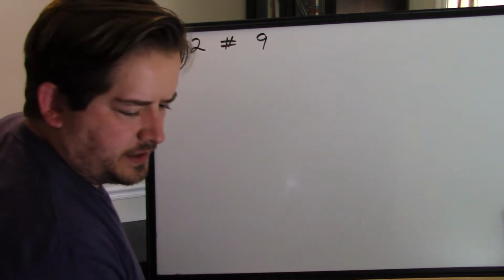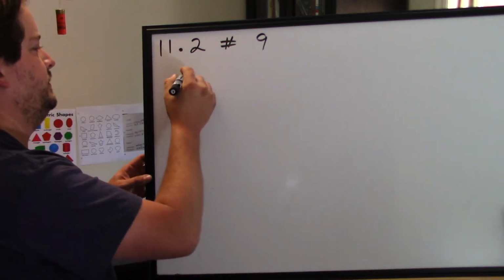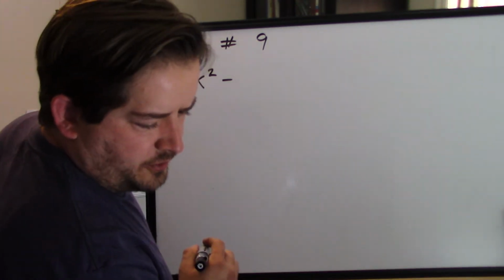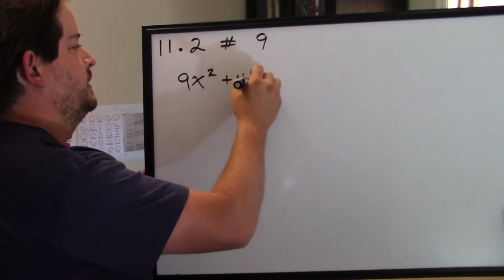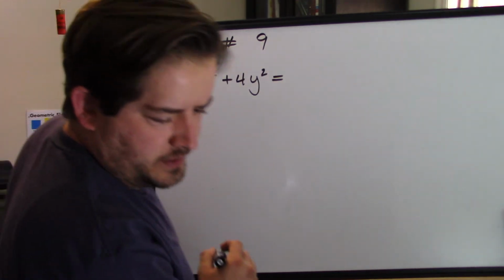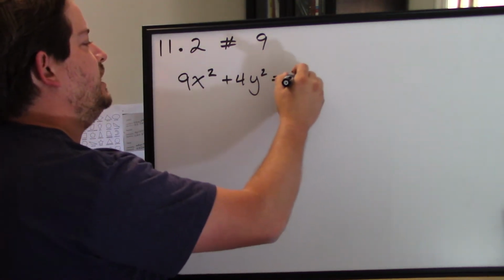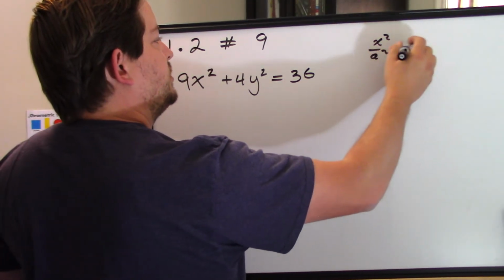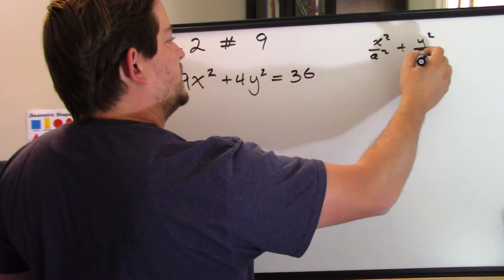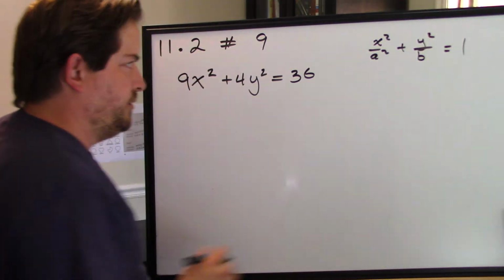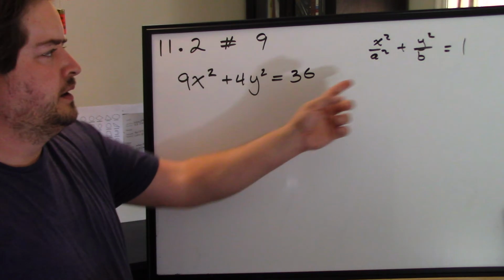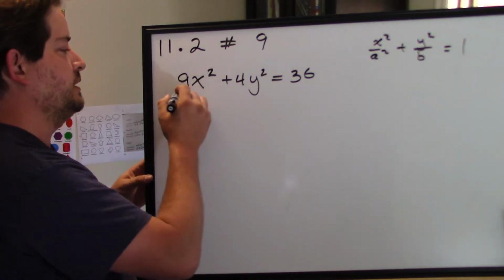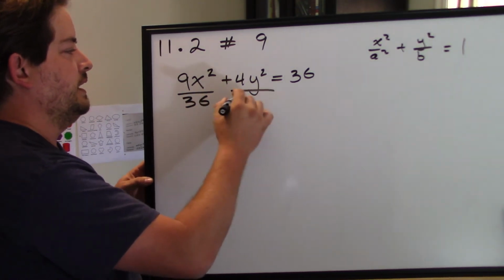Number 9 says we have 9x squared plus 4y squared equals 36. So it's not in the form that we want. We wanted x squared over a squared plus y squared over b squared equals 1. Whenever you have something besides a 1 over here, we're simply going to divide it by itself to get a 1. So I'm going to divide everything by 36, and then just simplify.